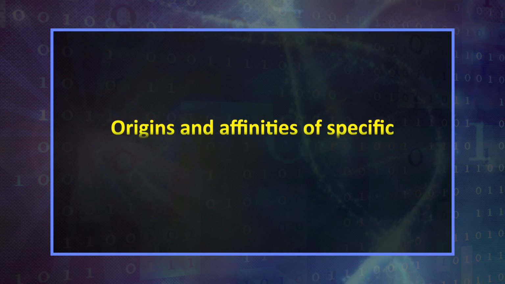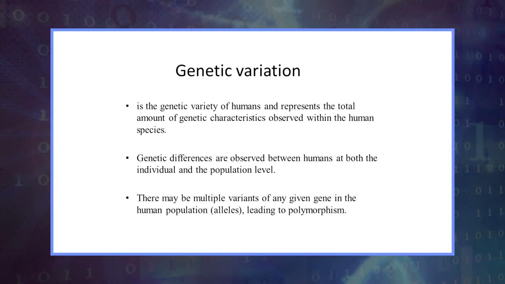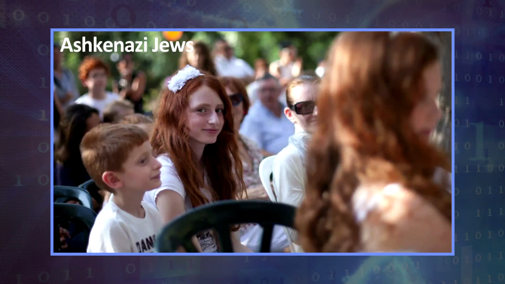Dear students, let's now discuss the origins and affinities of specific human populations. Genetic data have been used extensively to study the origins and affinities of specific population groups. For example, analysis of genetic variation in Ashkenazi Jewish populations shows that these populations are most similar to one another and to other populations from the Middle East and are distinct from non-Jewish European populations, although they have received some genetic contributions from these populations.